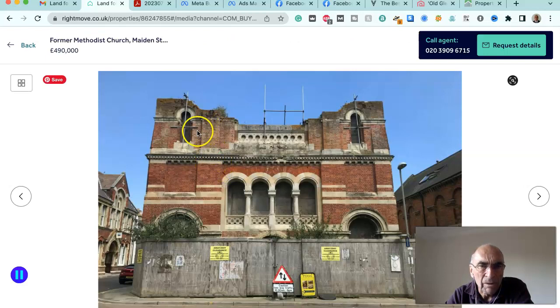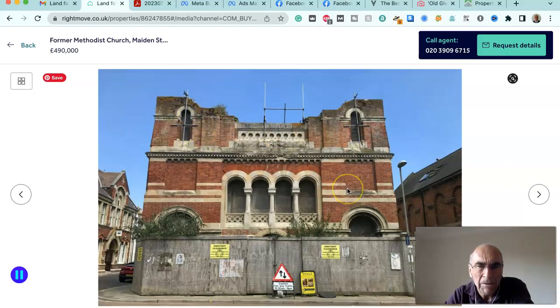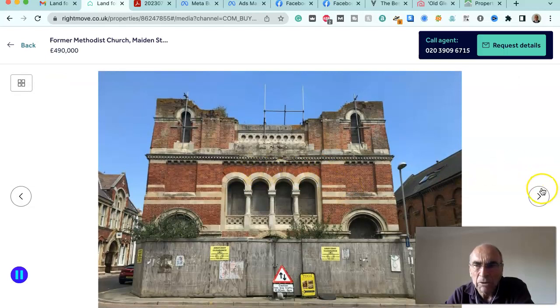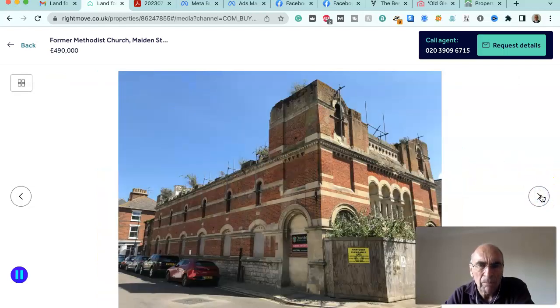It looks in pretty dire state of repair. You can see various support scaffolds up at the higher levels of the building. Presumably there's been some danger of collapse of some of these upper parts. So it's a building which is going to need a lot of work on it to convert it into flats.